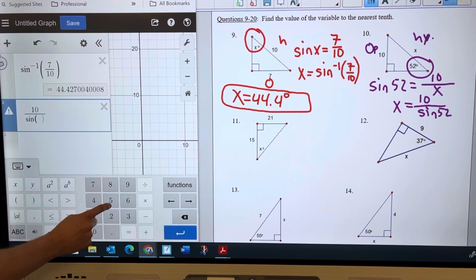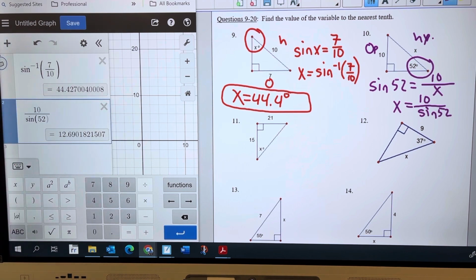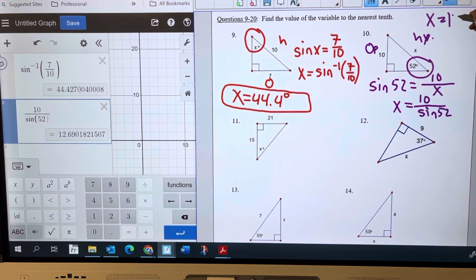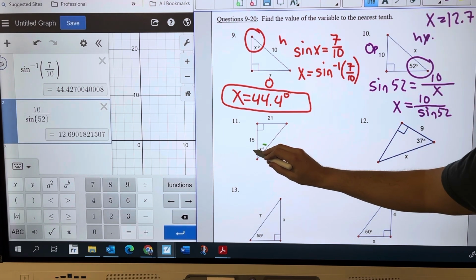Sine 52. And we end up with 12.69, rounded to the nearest tenth, x equals 12.7.